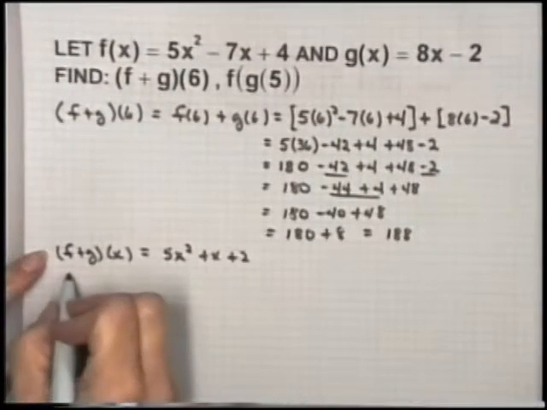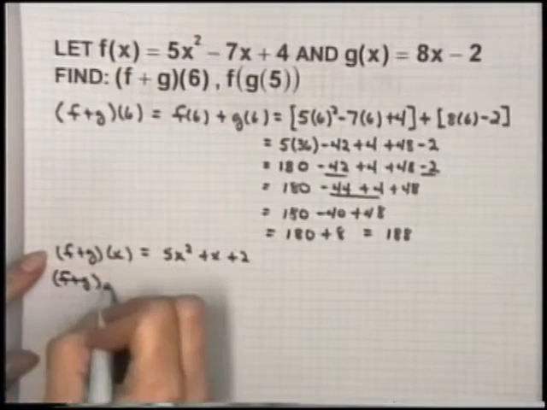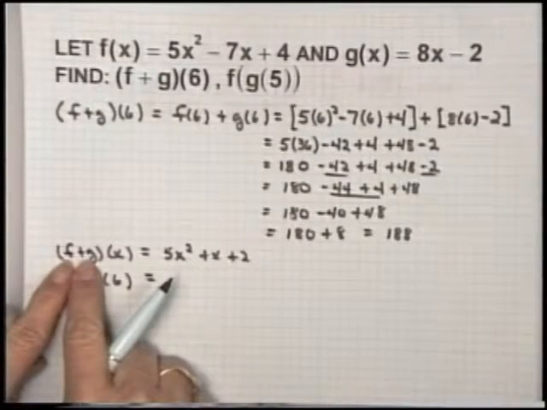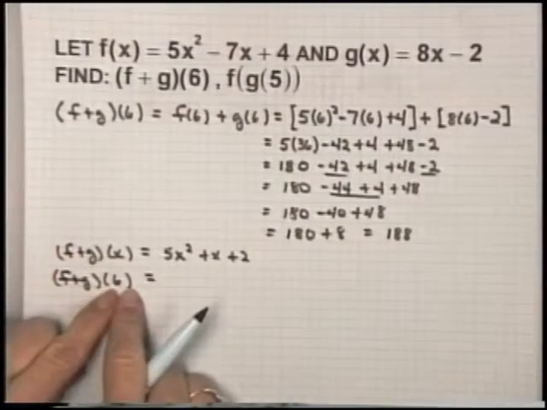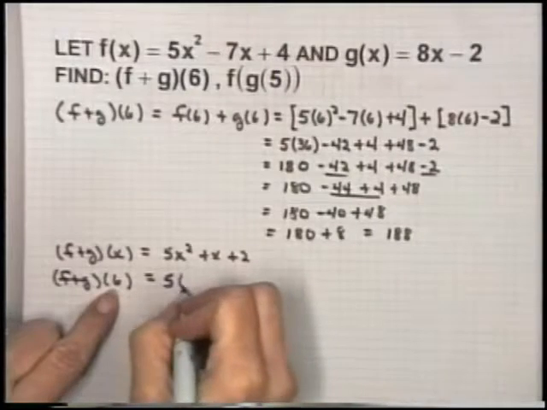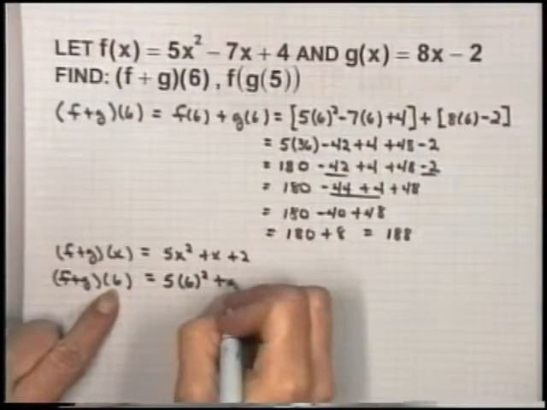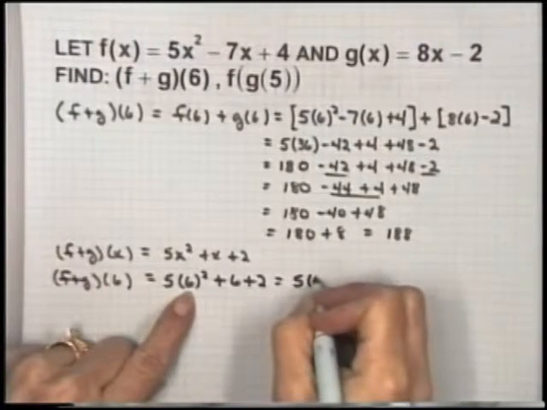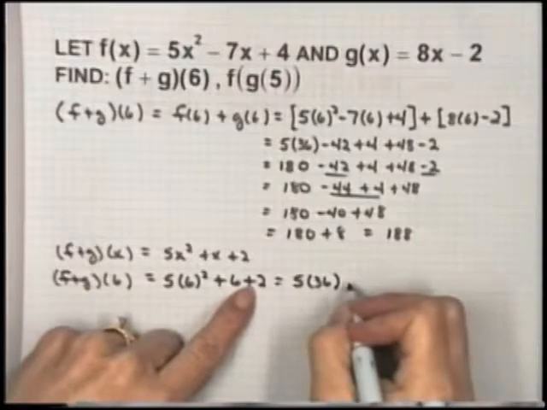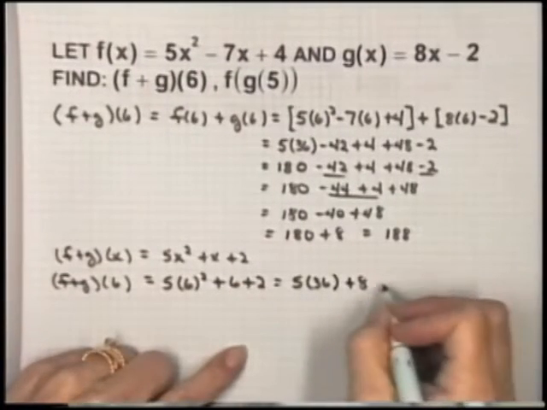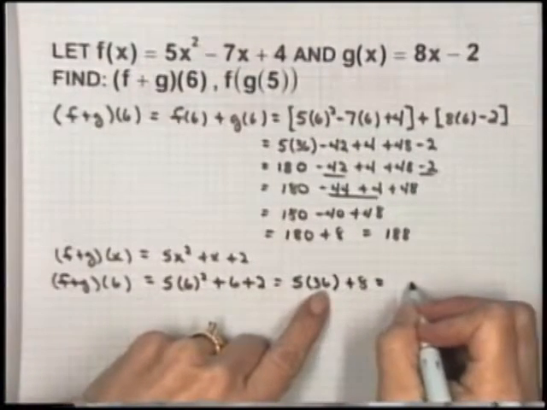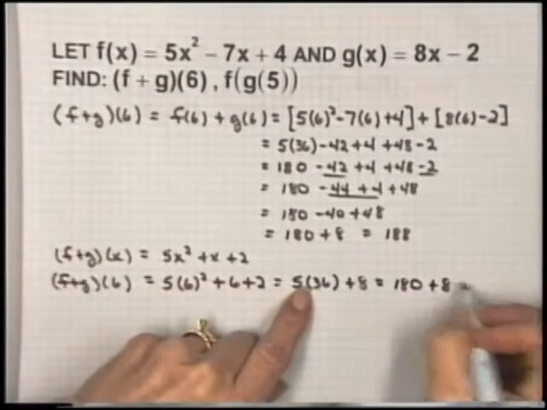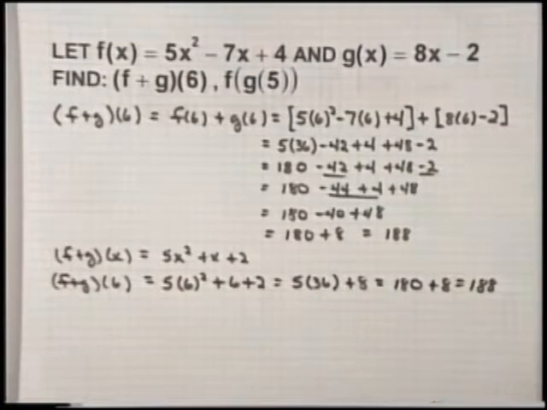Now, if I want to do f plus g of 6, I can look at it by saying go to the function f plus g, which is here, and replace x with 6. Let's try that here. I'll have 5 times 6 squared plus 6 plus 2. Well, let's see. 5 times 36, and I'm going to go ahead and add 6 plus 2 is 8. 5 times 36, 5 times 6 is 30, carrying 3. 15 plus 3 is 18. And look, we have 188.